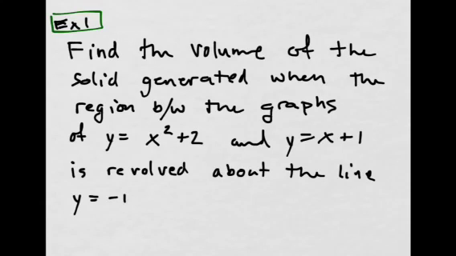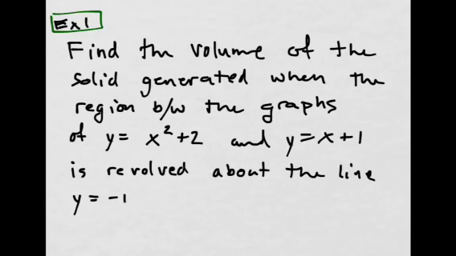All right, find the region. No, find the volume. Find the volume of the solid generated when the region between the graphs of y equals x squared plus 2 and y equals x plus 1 is revolved about the line y equals negative 1. All right, so we're going to take a look at this and see what to do.